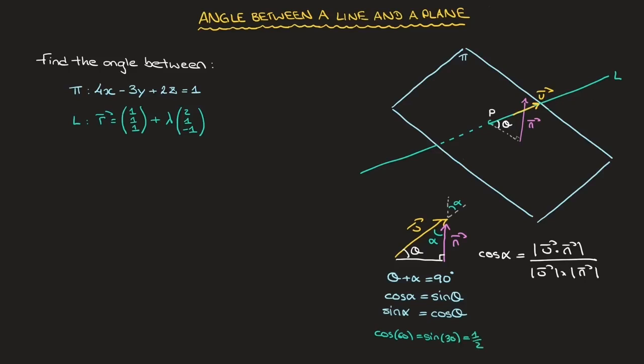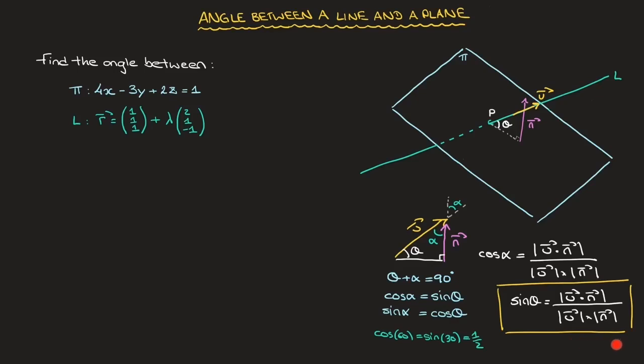a half. Now, back to this formula, since cosine of alpha equals sine of theta, we can go ahead and state that sine of theta equals the absolute value of the dot product u dot n over the product of the magnitude of u with the magnitude of n. And that's the formula.